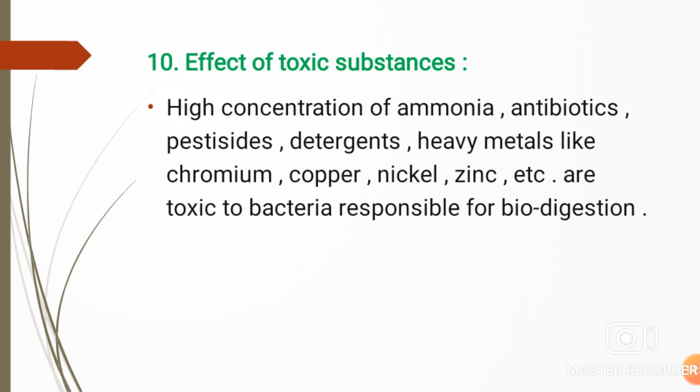So all these are the factors affecting the biodigestion process. First factor is the temperature, second is the pressure, third is the solid to moisture ratio, next is the pH value, feeding rate, carbon to nitrogen ratio and other nutrients in the biomass. Seventh one is the seeding of biomass with bacteria, eighth is the mixing or stirring, next is the retention time, and last is the effect of toxic substances. All these factors affect the biodigestion process. So this is all about these factors.